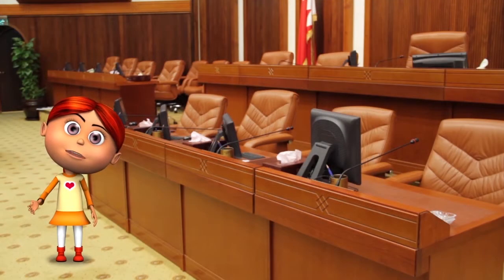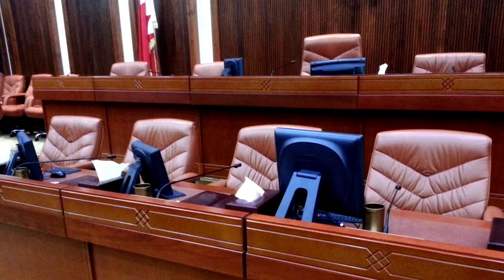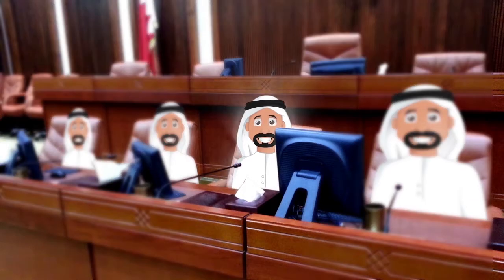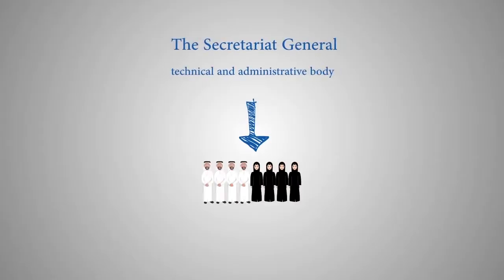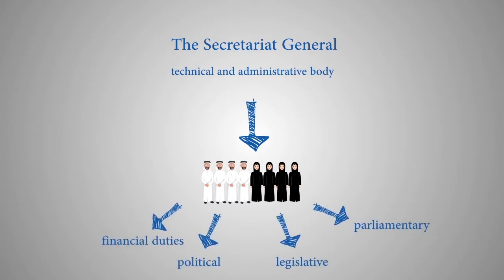And who is the Secretary General of the Council? The Secretary General is considered the highest ranking official in the Secretariat General of the Council. The Secretariat General is a technical and administrative body that assists the members of the Council in performing their parliamentary, legislative, political, and financial duties.